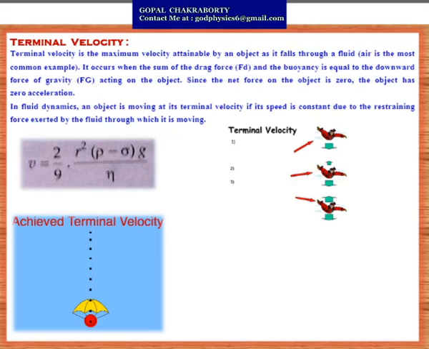So to find the expression of terminal velocity, you can write that terminal velocity v equals 2 by 9 r square into rho minus sigma into g, whole divided by eta. So this is the expression of terminal velocity.